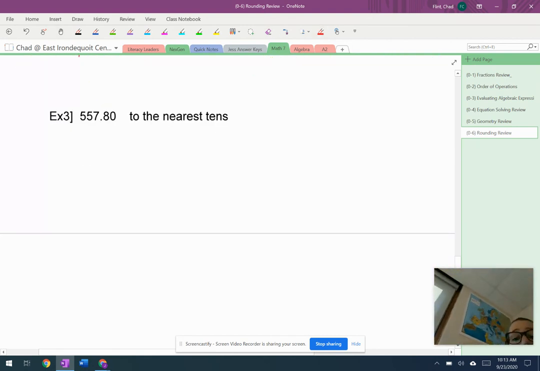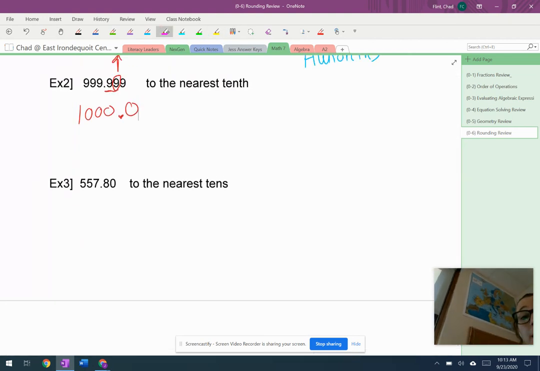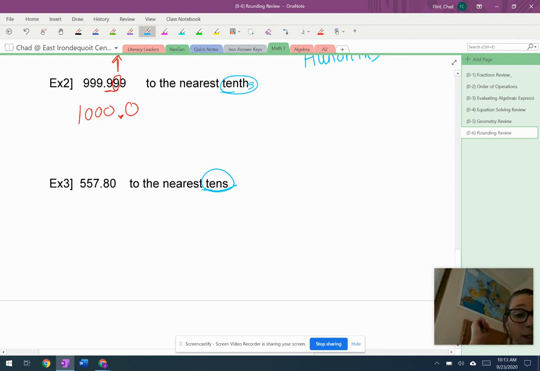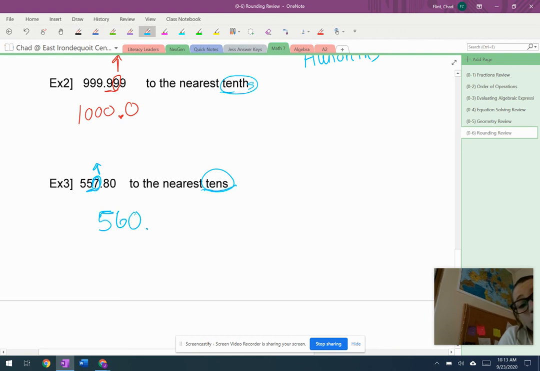Example 3. Now, this one is where you've got to be careful with your reading. Don't confuse example 3 with example 2. Tenths versus tens. Two very different places. In example 3, the nearest tens, the 5 is in the tens, tells me to look at the 7, and that 7 tells me to go up. So my first 5 stays the same. My second 5 goes up to a 6. And then I can just fill everything in.